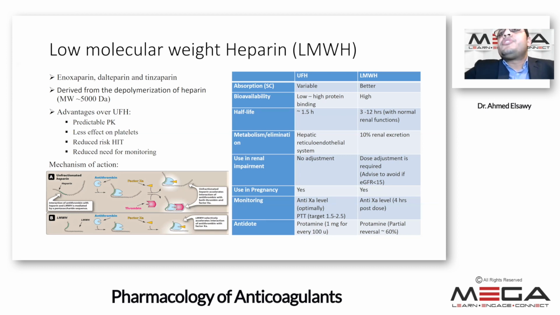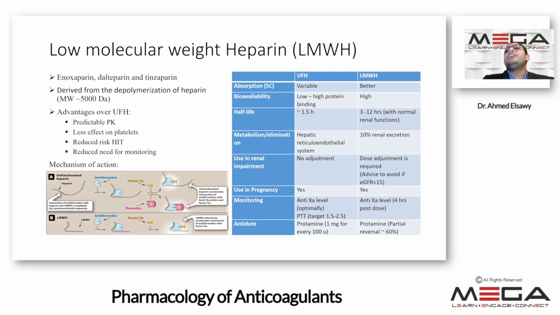Absorption from subcutaneous injection is better with low molecular weight heparin, and bioavailability is higher. Half-life of unfractionated heparin is about 1 to 2 hours, with an average of 1.5. In low molecular weight heparin, it's 3 to 12 hours with normal renal function, and the half-life is prolonged in renal impairment. Unfractionated heparin is metabolized mainly by the reticuloendothelial system, and low molecular weight heparin has a fraction that is renally excreted. That's why it requires dose adjustment in renal impairment, and there is some advice to avoid it if eGFR is less than 15. Both are safe to use in pregnancy.